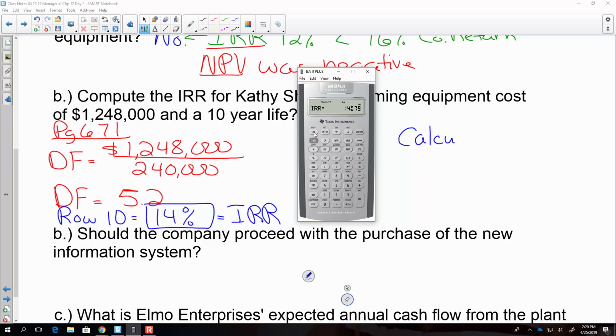So the calculator answer for the internal rate of return is 14.079. CNOW's answers will always be to the whole percent. They're assuming you're using the tables, so just be aware of that. The calculator is much more accurate.